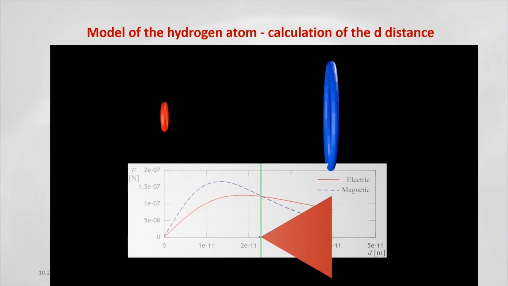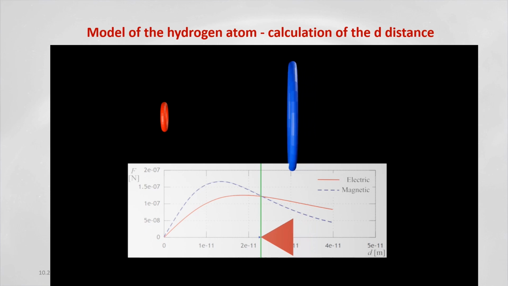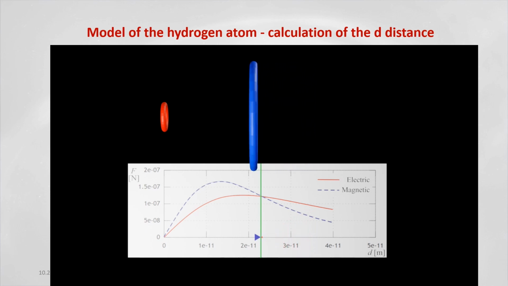According to the ring theory, the model of the hydrogen atom in the ground state is formed by a ring structure of proton and electron on a common axis, at a distance of dynamic balance of electrostatic and magnetic forces.